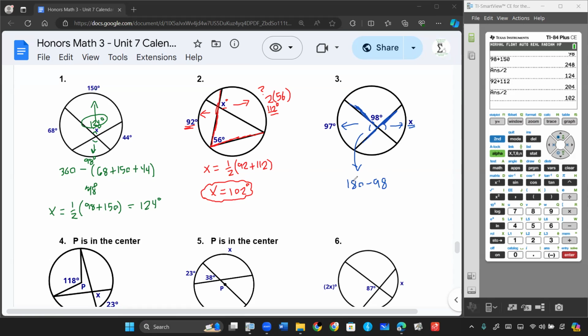180 minus 100 is 80, so it should be 82 degrees. Next, that's a terrible drawing. Fix that real quick. 82 degrees. The next thing I want to do is set it up into the formula. Now I have the angle, that's this value over here. So I'm going to write 82 is equal to 1/2 parentheses x plus 97.